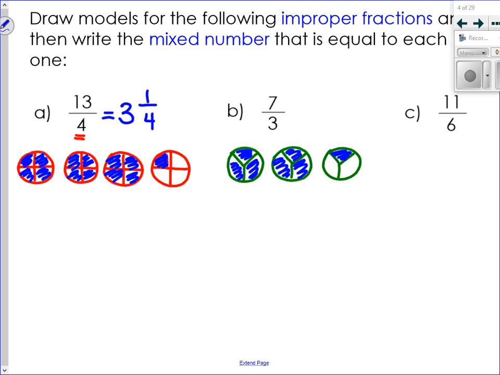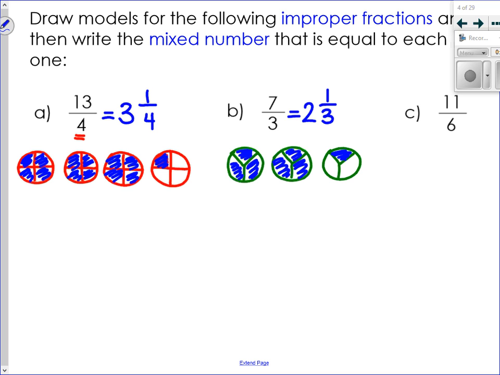Okay, so let's see, what would that be as a mixed number? How many whole pies do I have shaded in? 2 whole pies and 1/3 of the third pie. 2 and 1/3 is the exact same thing as 7/3.